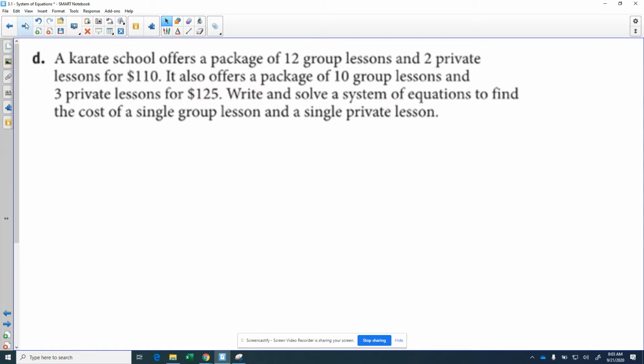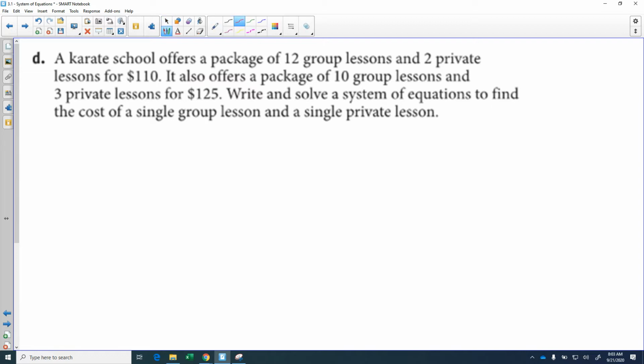All right, so basically what we're going to be doing is we're going to be looking at situations like this. Like a karate school offers a package of 12 group lessons and 2 private lessons for $110. It also offers a package of 10 group lessons and 3 private lessons for $125. Write and solve a system of equations to find the cost of a single group lesson and a single private lesson. Now whenever we're looking at this, we want to try to think, how can we compare all the values given to us into a single problem, or I should say 2 separate equations?